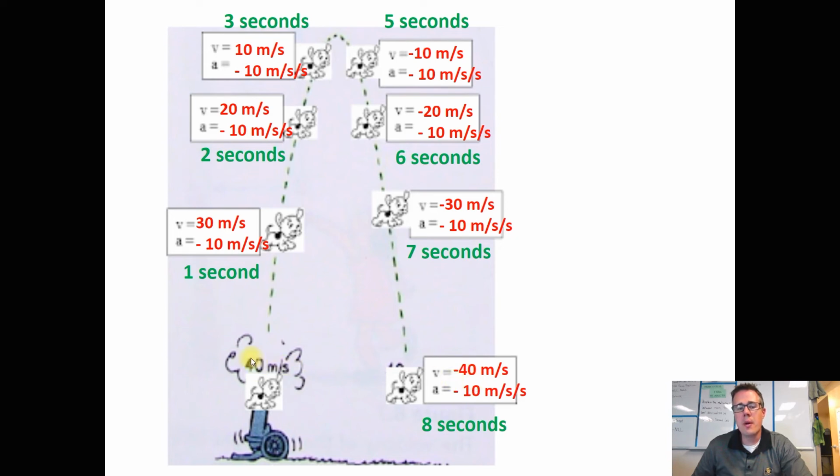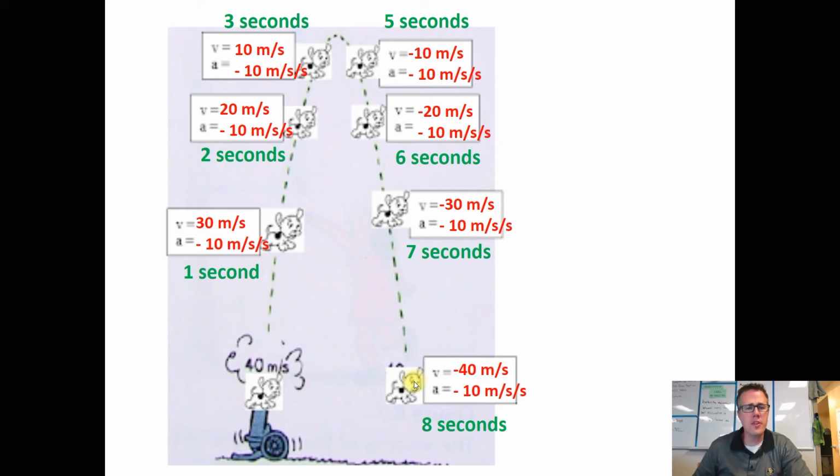Check this out. When the puppy left the cannon, he was moving at 40 meters per second. And when he came back down, he was moving negative 40 meters per second. If you throw anything up into the air and you ignore air resistance, everything comes back down at the same velocity that it left your hand, just in the opposite direction.